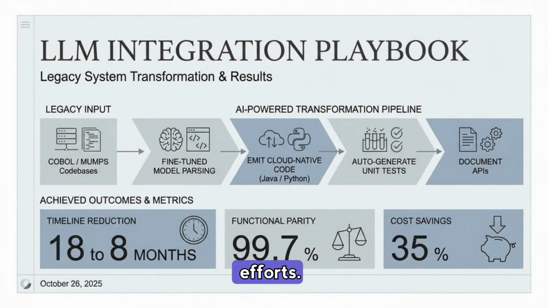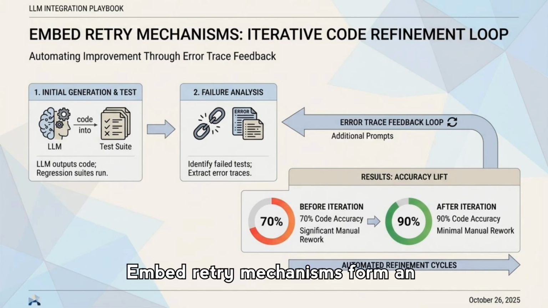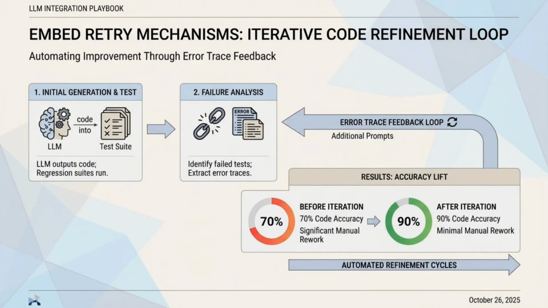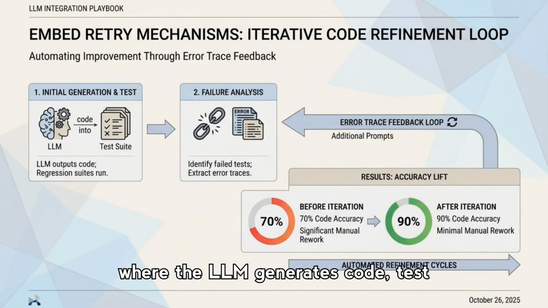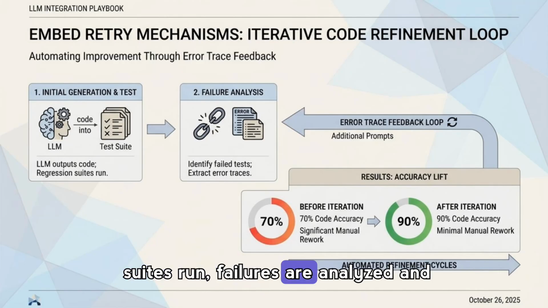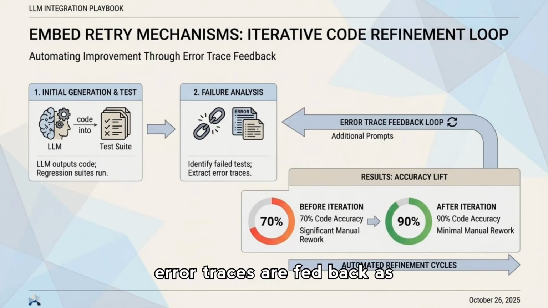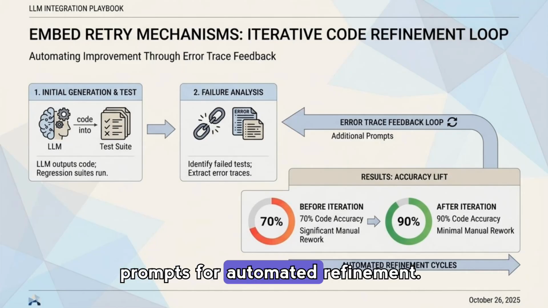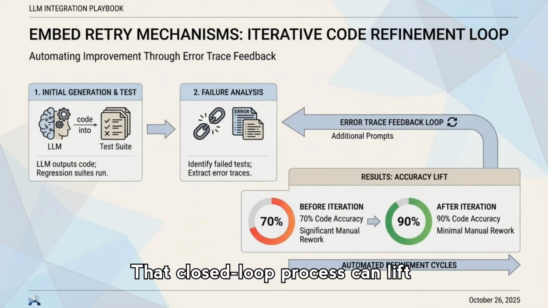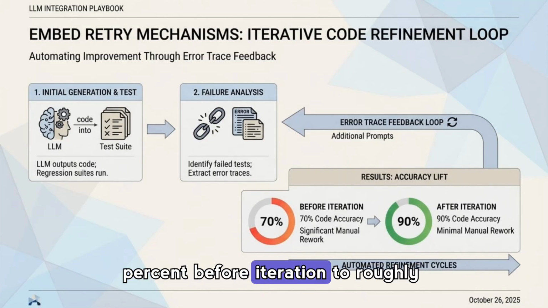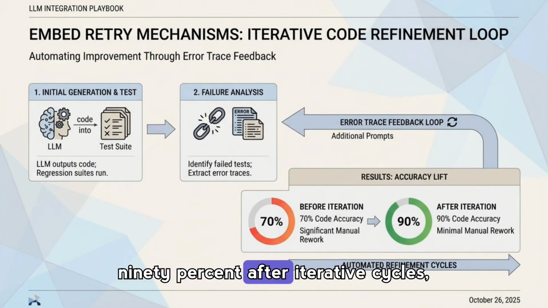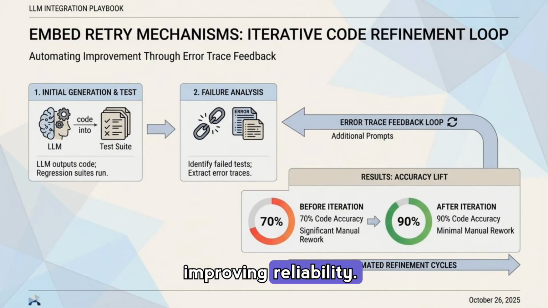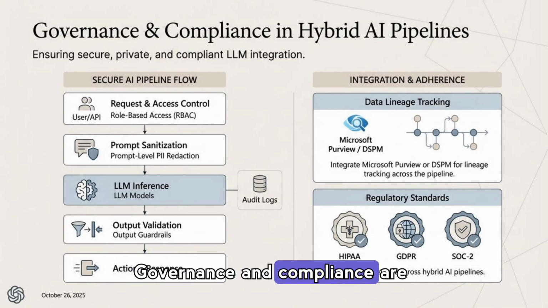Embedded retry mechanisms form an iterative code refinement loop where the LLM generates code, test suites run, failures are analyzed, and error traces are fed back as prompts for automated refinement. That closed-loop process can lift code accuracy from around 70% before iteration to roughly 90% after iterative cycles, minimizing manual rework and improving reliability.